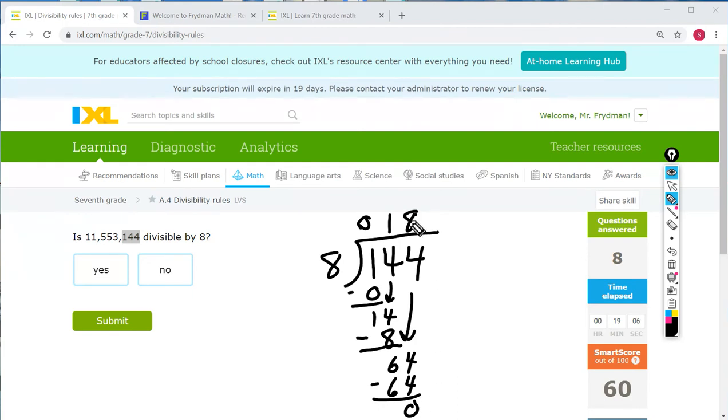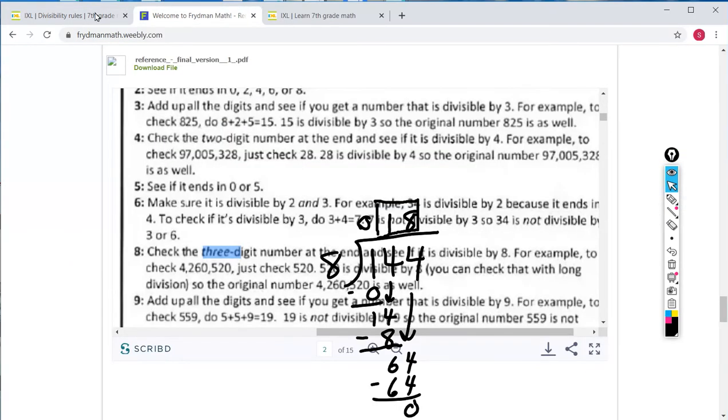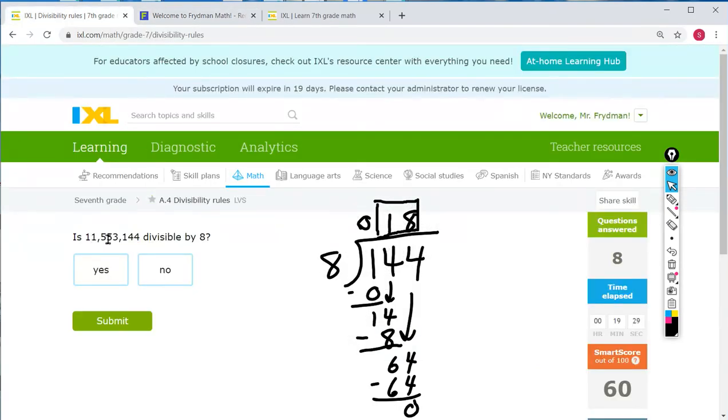And we did get a whole number here. Let's not worry about the 0 in front. We got a whole number, 18. So 144 is divisible by 8, and therefore, according to our rule here, the original number, 11,553,144, is also divisible by 8. So we will click yes for this.